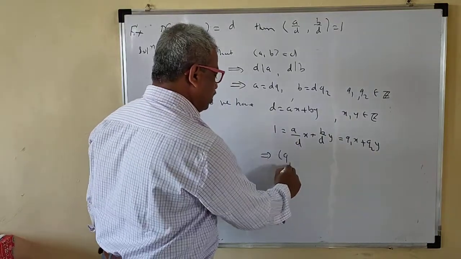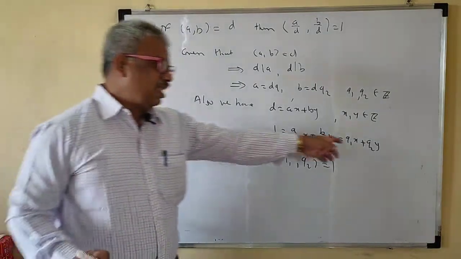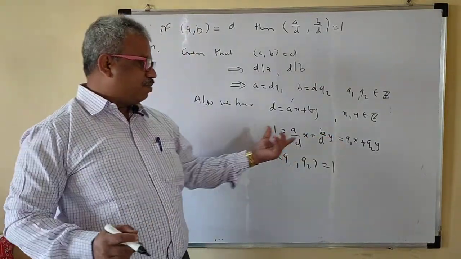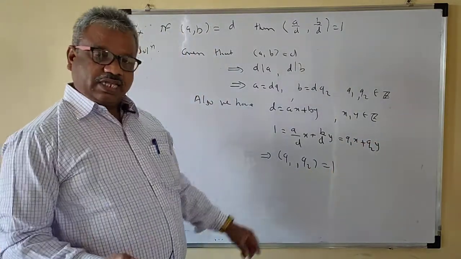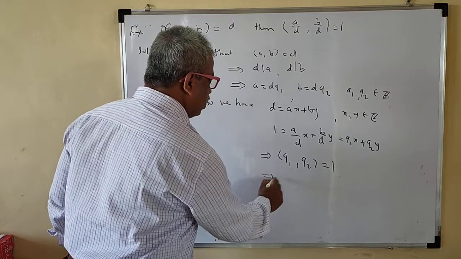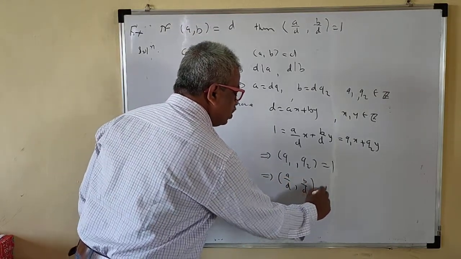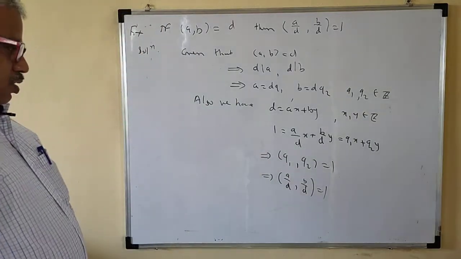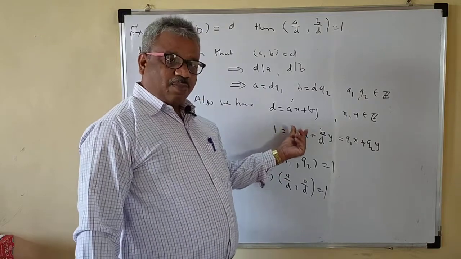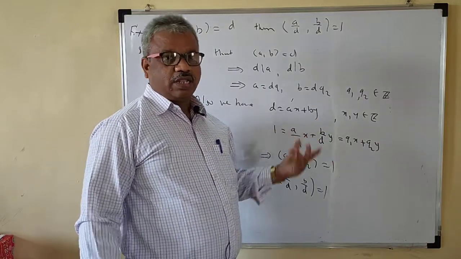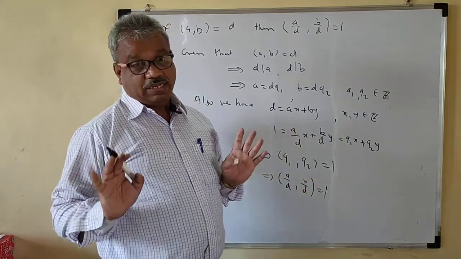That means GCD of Q1 and Q2 is 1. See, this linear combination is 1, and we have just seen previously that taking one from the first term and one from the second term, the GCD is always 1. Q1 is A upon D, Q2 is B upon D, so this is 1. Now Q1 and Q2 are integers. What I have to show is that A upon D is an integer, because the division of two integers need not be an integer.